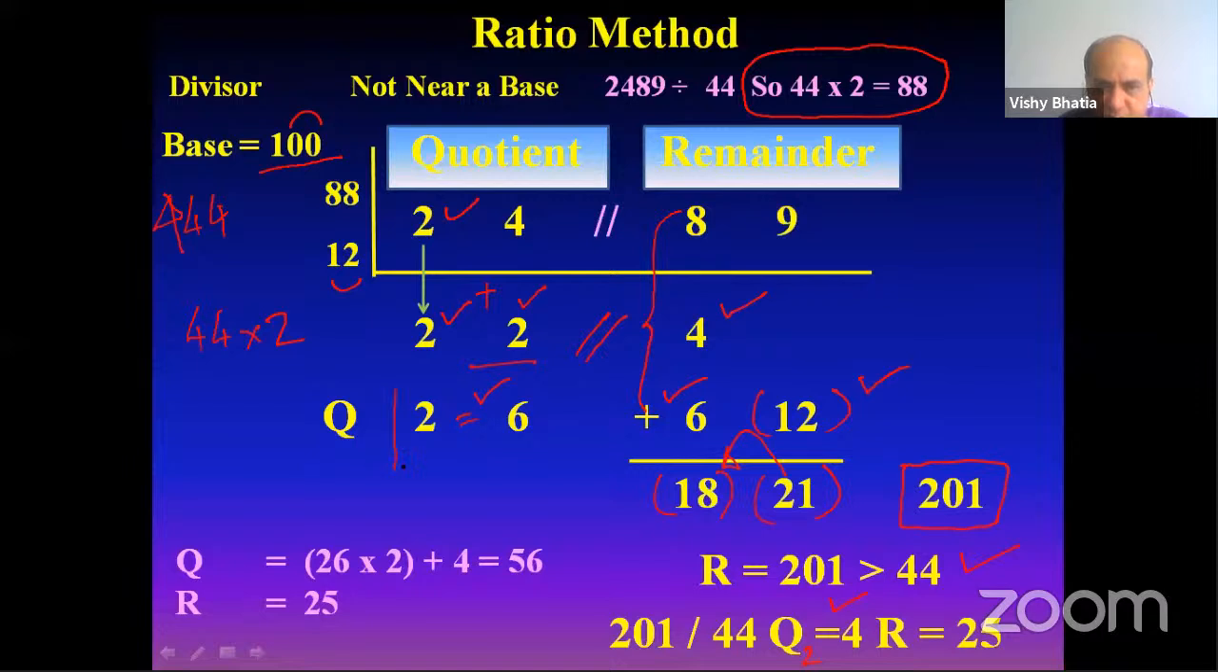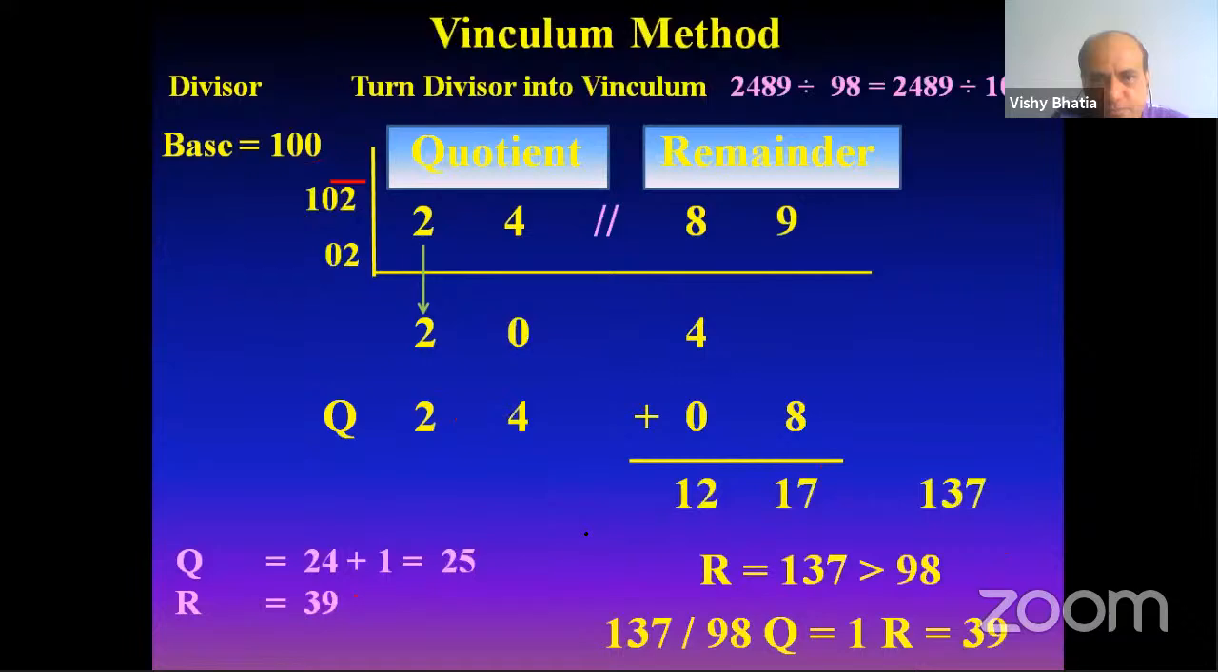And believe me, this particular quotient also has to be multiplied by 2 because I did not multiply the dividend. I did not change the dividend over here. So 26 into 2 plus this Q2 4 gives me 52 plus 4, 56 as my final quotient and my remainder as 25. This is called the Anurupena method.